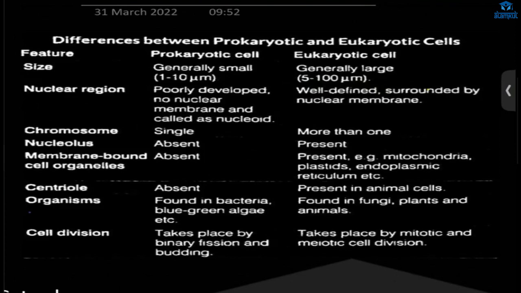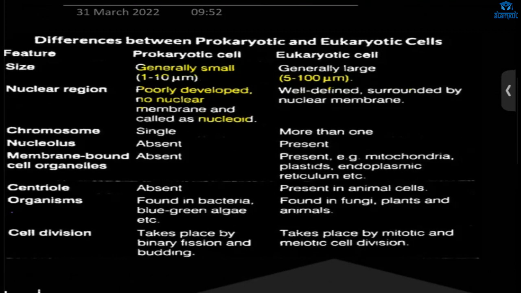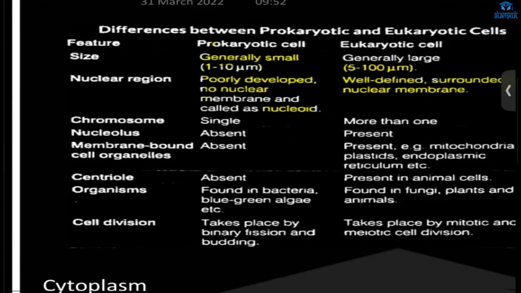Here you see the prokaryotic cell. It is generally small, 1 to 10 micrometers. In the eukaryotic cell, they are large, 5 to 100 micrometers. Next, in the nuclear region, the prokaryotic cell is poorly developed, with no nuclear membrane, called a nucleoid. In the eukaryotic cell it is well developed and surrounded by a nuclear membrane. Prokaryotes have a single chromosome; in eukaryotes, more than one.